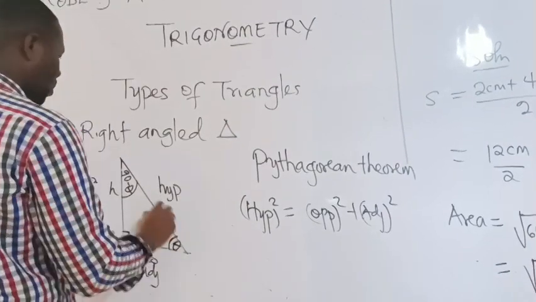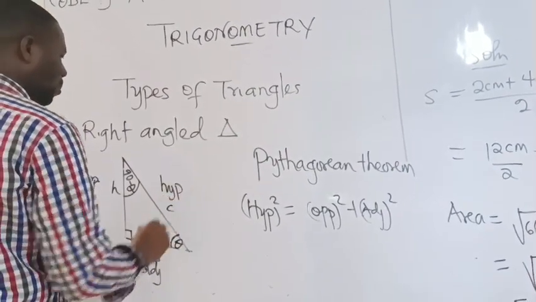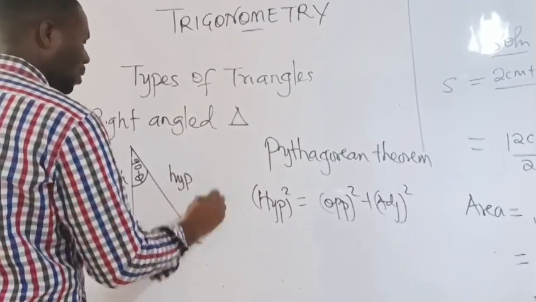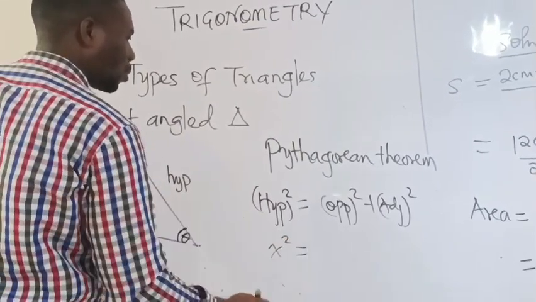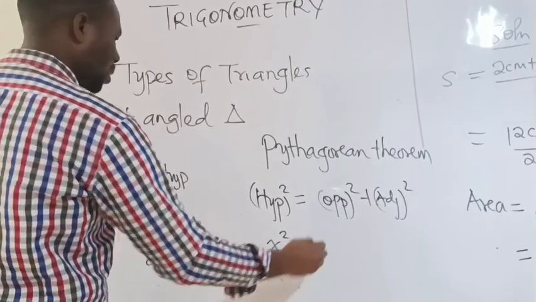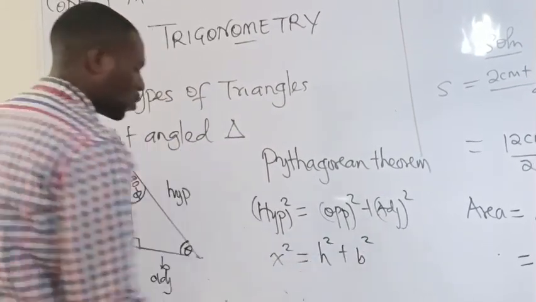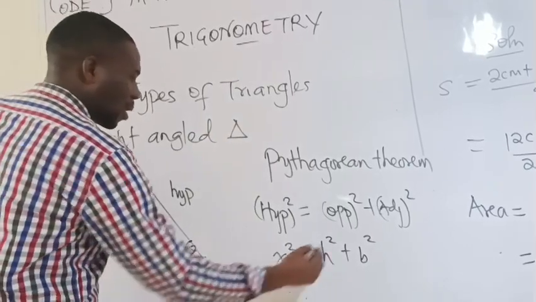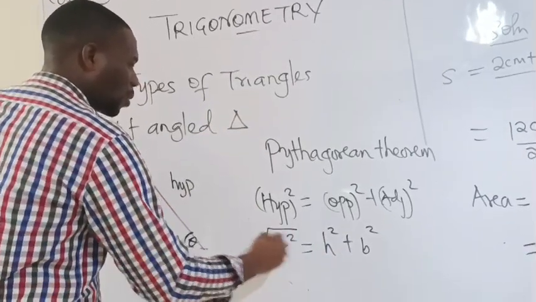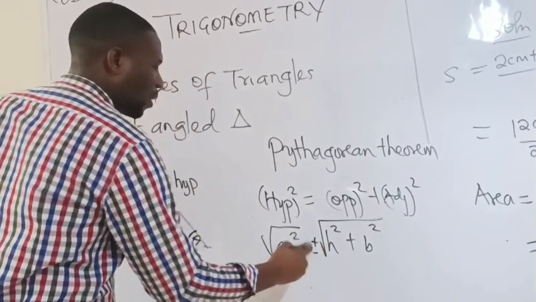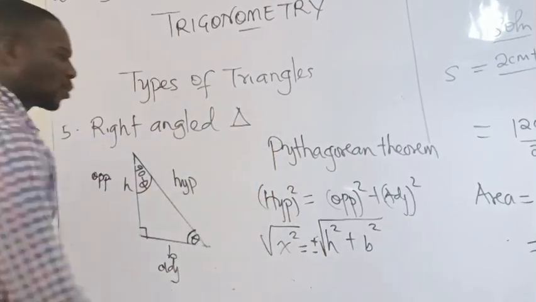So the hypotenuse side, I'll just call this X. X squared is equal to the opposite side, that's H squared, plus the adjacent side, B squared. So to know what my hypotenuse side is now, take the square root of both sides. I'm taking the plus or minus, but I'm interested in the positive part of the square root.